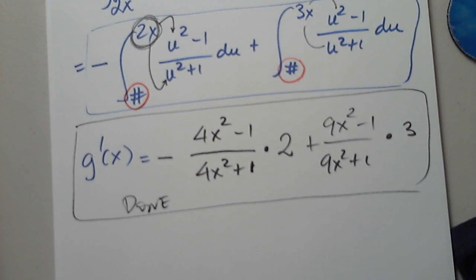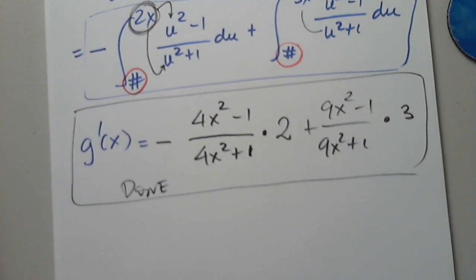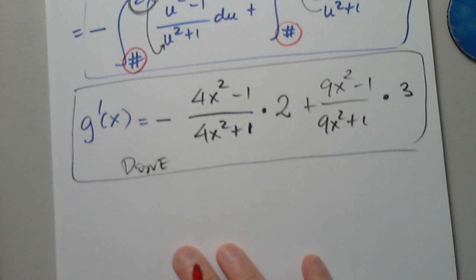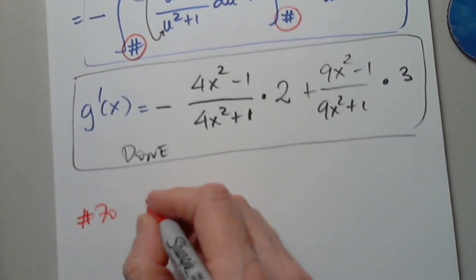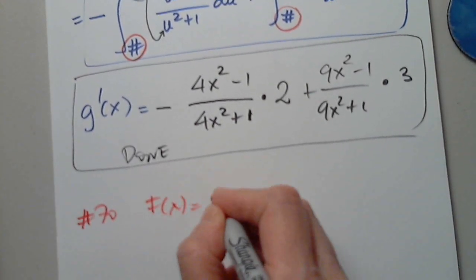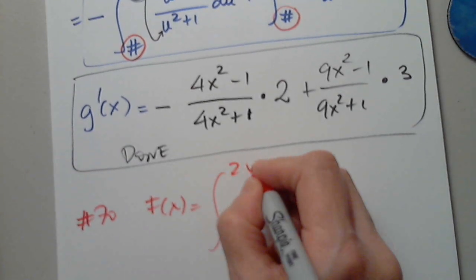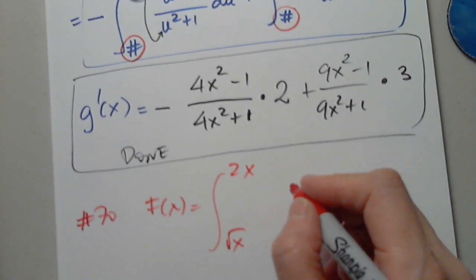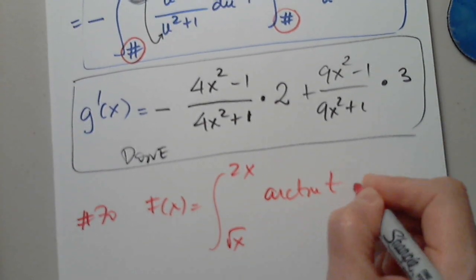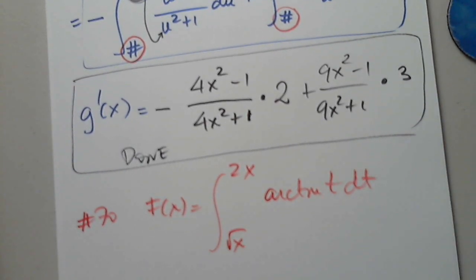Please choose another so we have another example, and then we'll move on to the other two leftovers. I guess 70. Very good. Let's take a look. We have f of x equals the integral from the square root of x to 2x of arctangent t dt. Perfect pick. Great job. Okay.